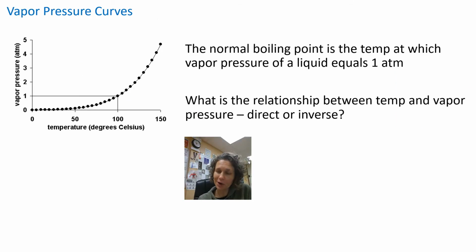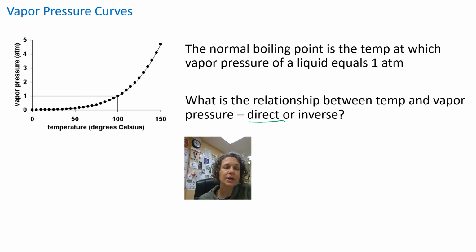Okay, now another graph, we've got vapor pressure curves. Vapor pressure curves typically show you the normal boiling point, and it is the temperature at which the vapor pressure of a liquid, so the pressure above the surface of the liquid, equals 1 atmosphere. And then I asked this question, what is the relationship between temperature and vapor pressure? Looking at that graph, notice that as temperature goes up, vapor pressure goes up, so that is definitely a direct relationship.